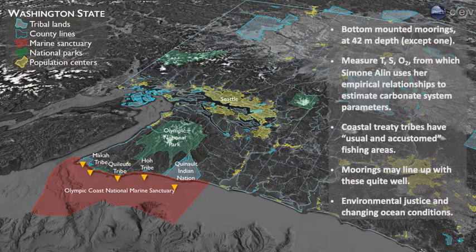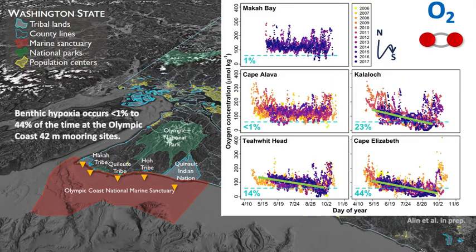And so, of course, bringing this information in has all sorts of environmental justice and changing ocean condition implications, as the tribes are a community that cannot move to adapt to changing conditions without giving up their way of life. So, in establishing what's going on with the ocean conditions there, Simone made a series of plots to look at and synthesize what we know about in the modern.